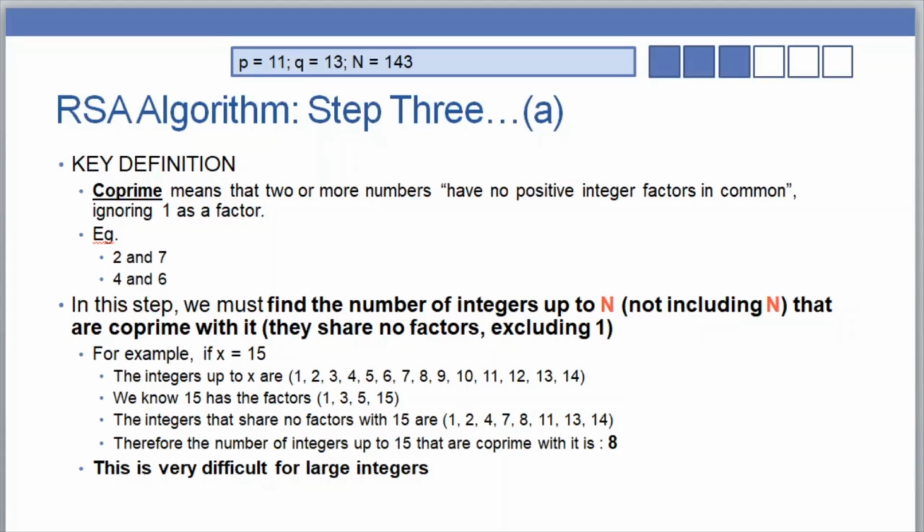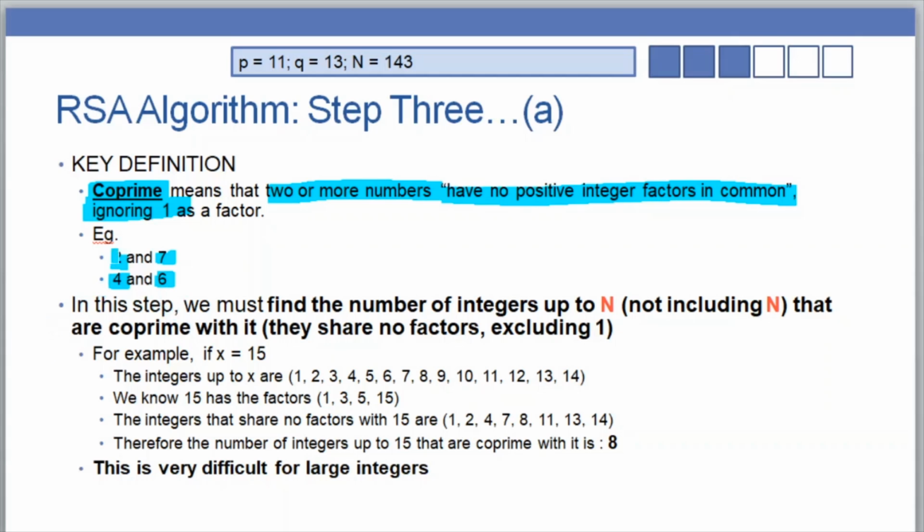So now moving on to step 3. Let's first define what coprime means, as this becomes very important to RSA. Coprime means that two or more numbers have no positive integer factors in common, ignoring one as a factor. So for example, 2 and 7 would be coprime, as they share no factors, except one which we ignore. 4 and 6, however, would not be coprime, as they share the factor 2, aka both are multiples of 2.